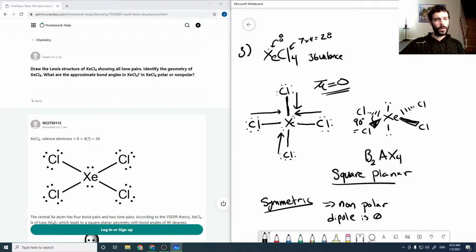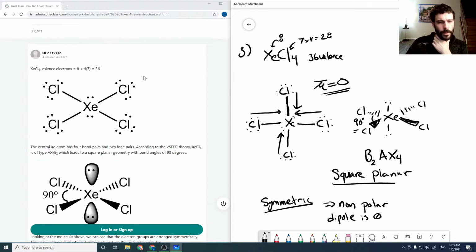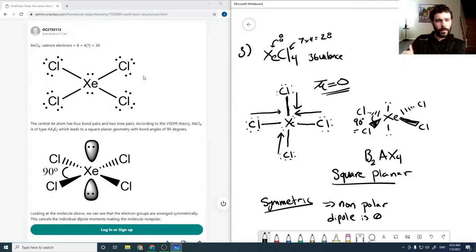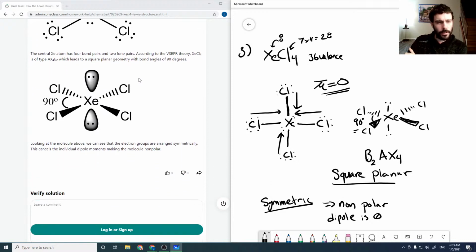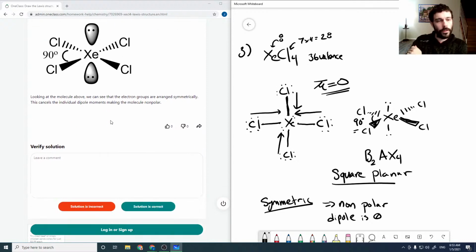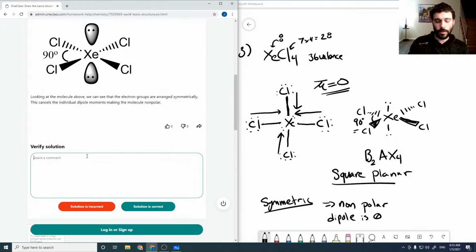I believe that's all the questions that are in there. Showing all lone pairs, identify the geometry, what are the approximate bond angles? Yeah, okay. So just checking the solution here. So we get a square planar with bond angles of 90 degrees. Perfectly symmetric, so all the dipoles cancel, giving us a 0 dipole. So that looks good.